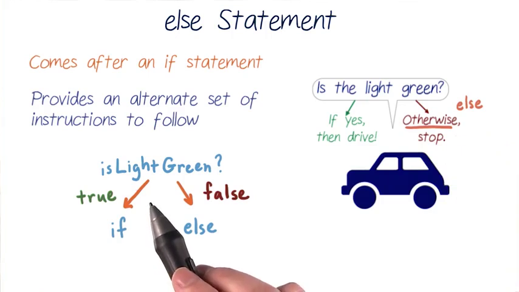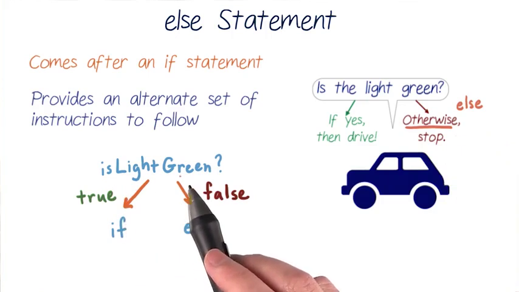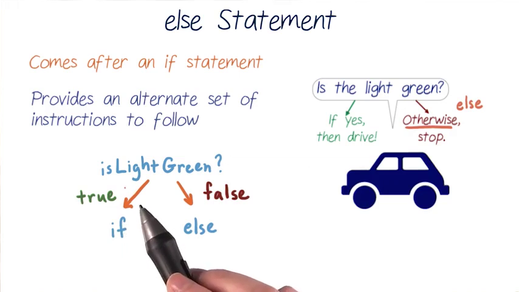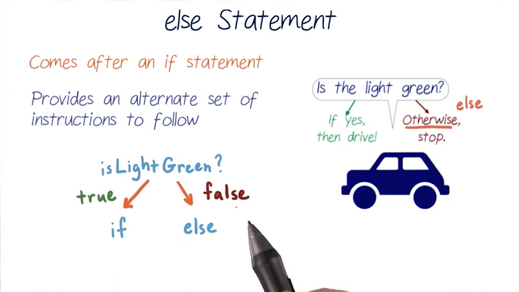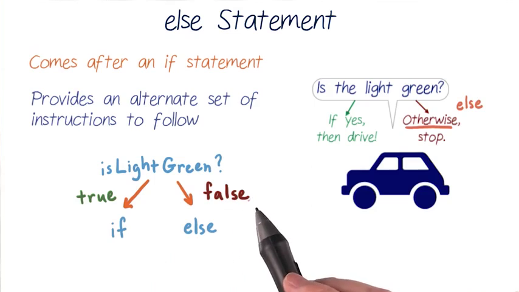So based on the value of our Boolean variable isLightGreen, our computer will make a decision to execute code contained in the if statement when isLightGreen is true, or in the else statement when isLightGreen is false. It will never execute both blocks of code. So let's see how to write an else statement.